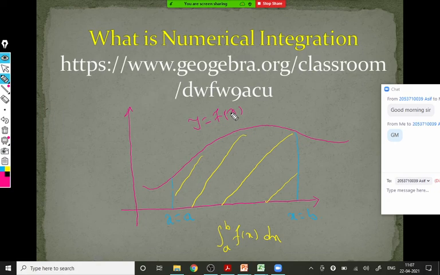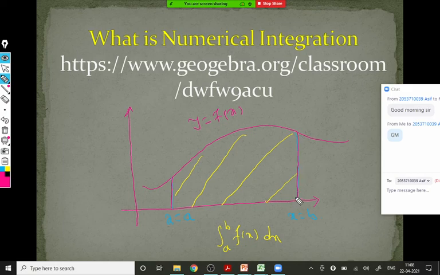The first method is a very simple method. We are going to approximate this integration value by a trapezium. So suppose I am interested in approximating this area by a trapezium. I can draw one trapezium, so we can approximate by a single trapezium also.